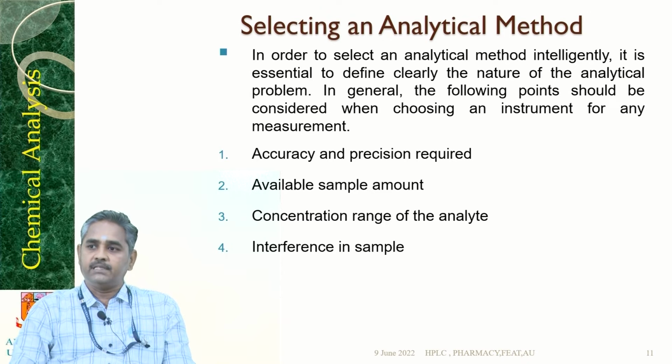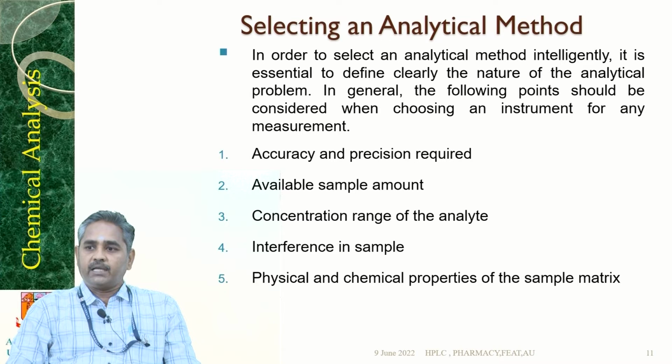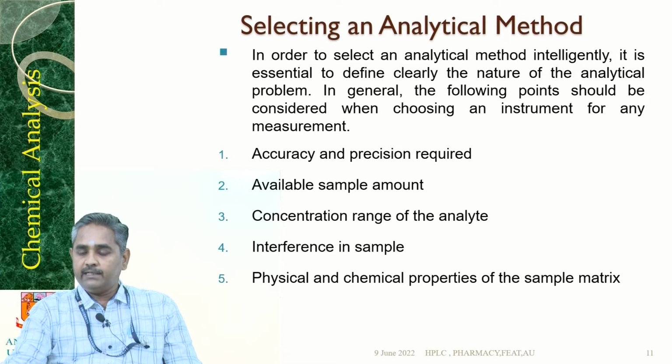Next is interference in the sample. Sample preparation is needed when you analyze the sample in the HPLC. When you mix the sample with the mobile phase, if interference occurs, it means you cannot use it. So, before going for the analytical method selection, you have to know the interference of the sample with the mobile phase and the solvents. Physical and chemical properties of the sample matrix, as I said earlier, pH, pKa and solubility, these parameters should be known for the analyte under study.